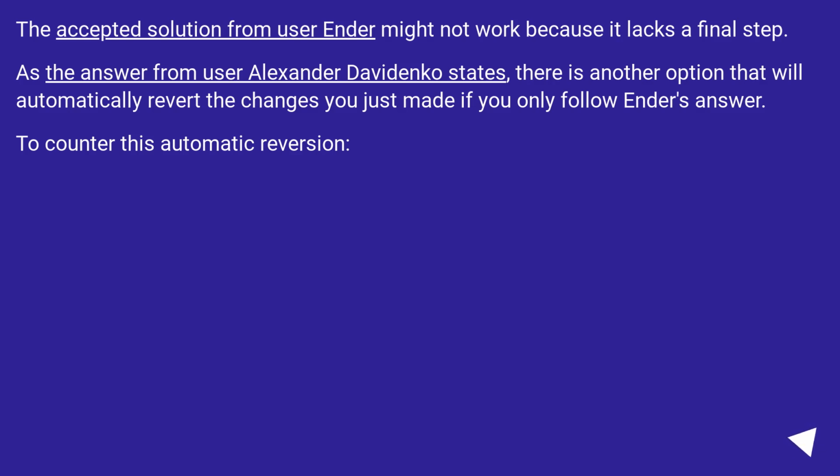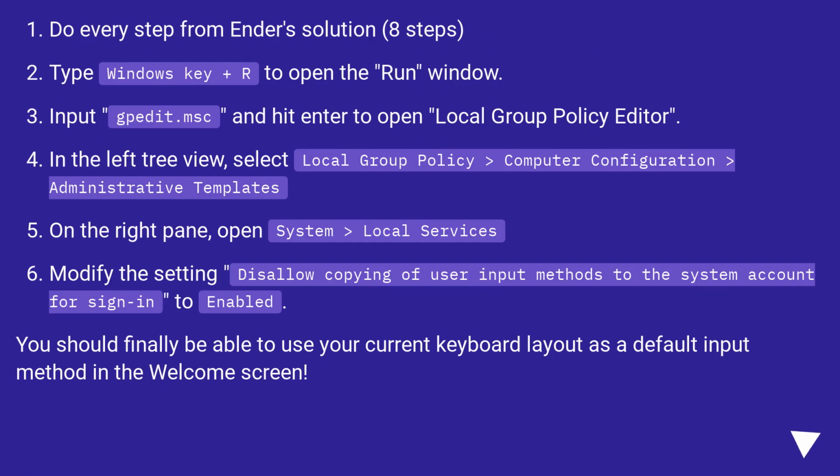The accepted solution from user Ender might not work because it lacks a final step. As the answer from user Alexander Davidenko states, there is another option that will automatically revert the changes you just made if you only follow Ender's answer. To counter this automatic reversion, do every step from Ender's solution, 8 steps.